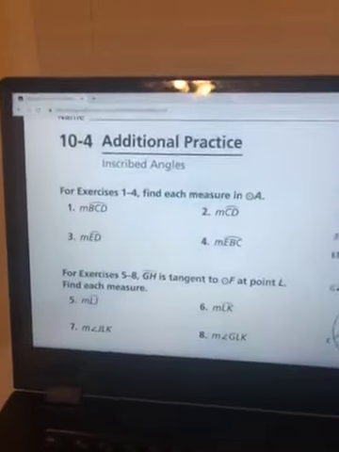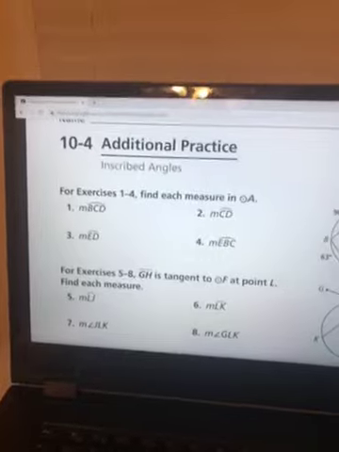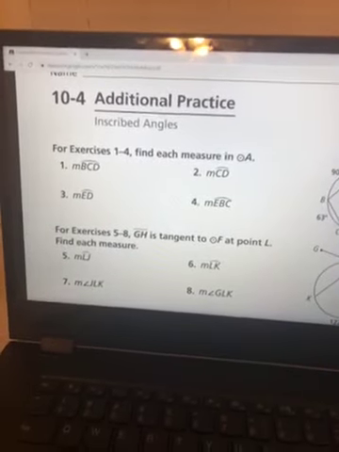Okay, this is your walkthrough of practice 10-4. I'm going to get you started on 1 through 4 and 5 through 8.